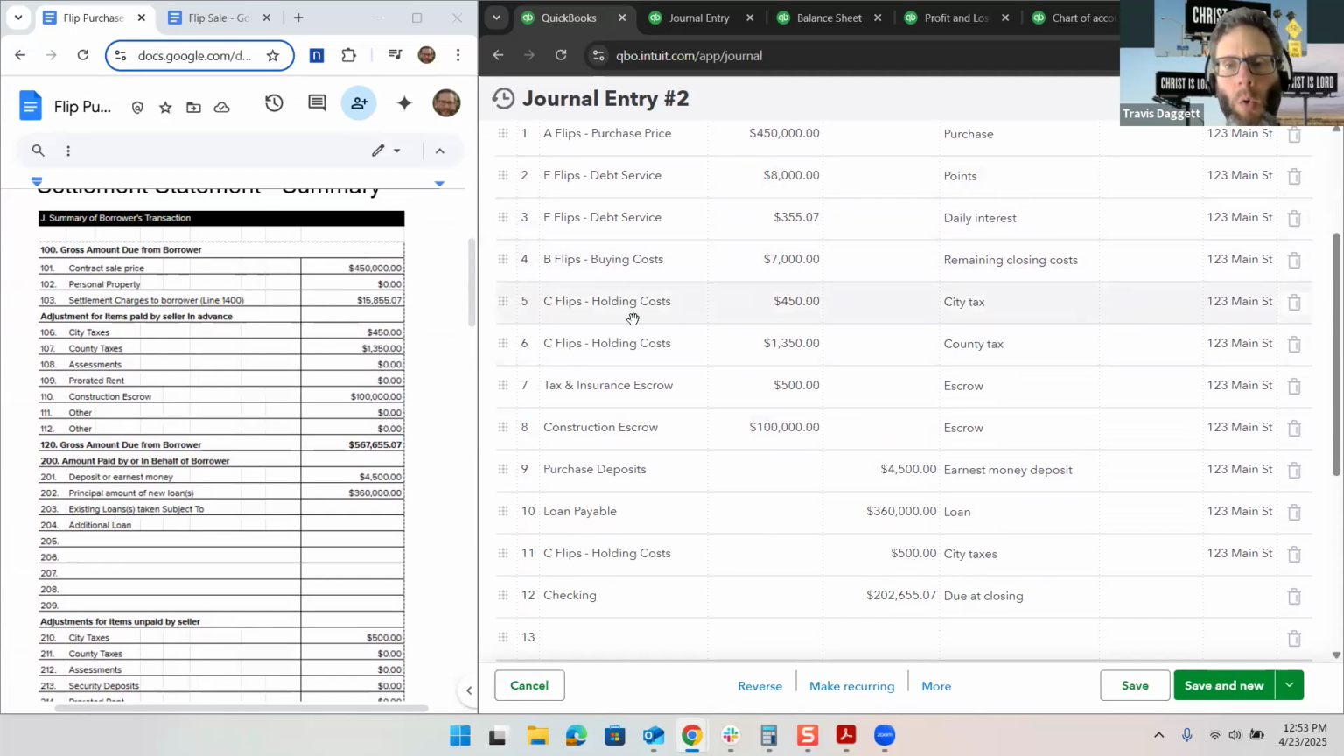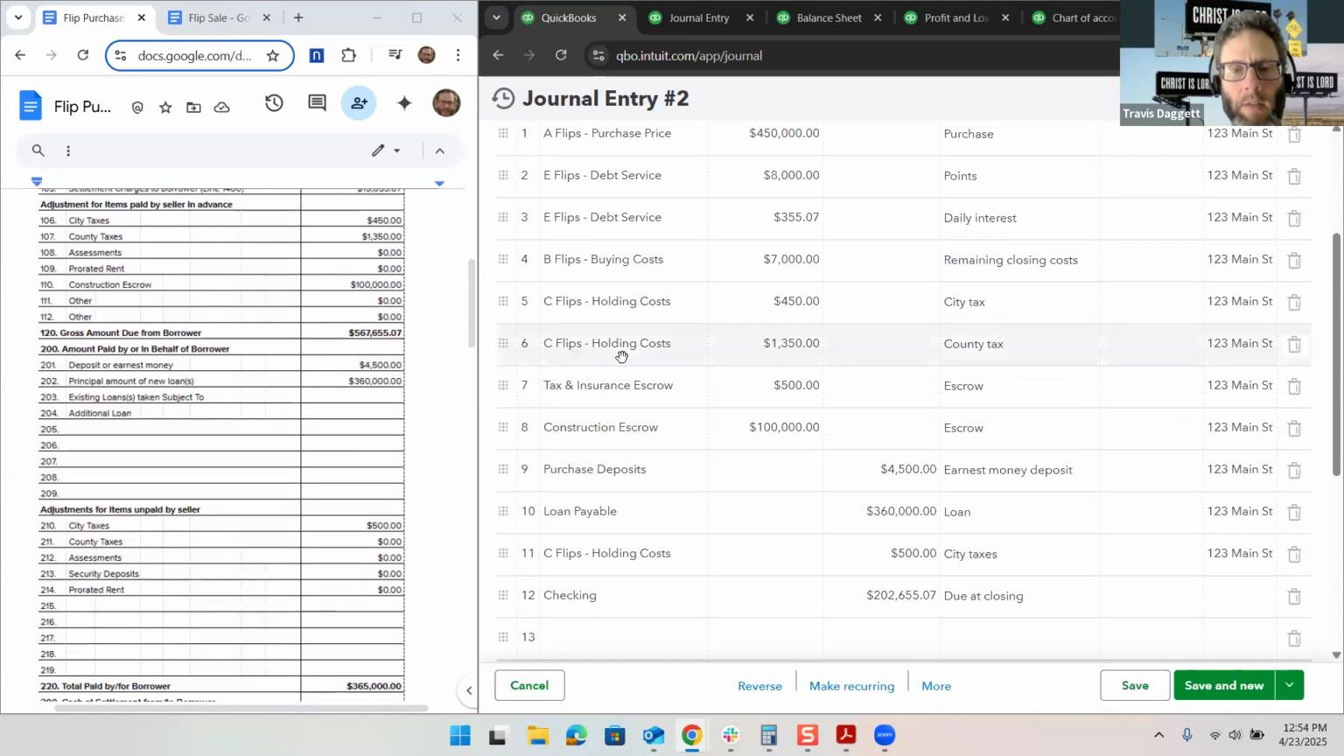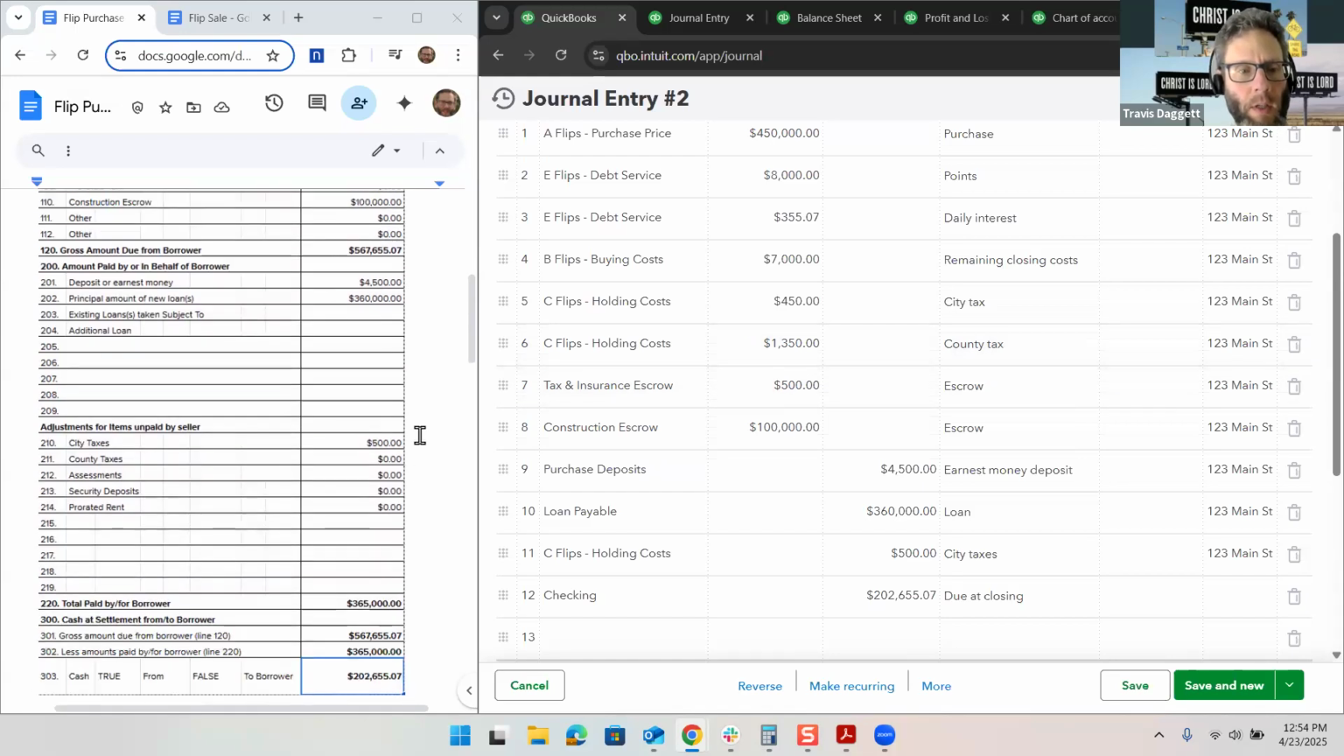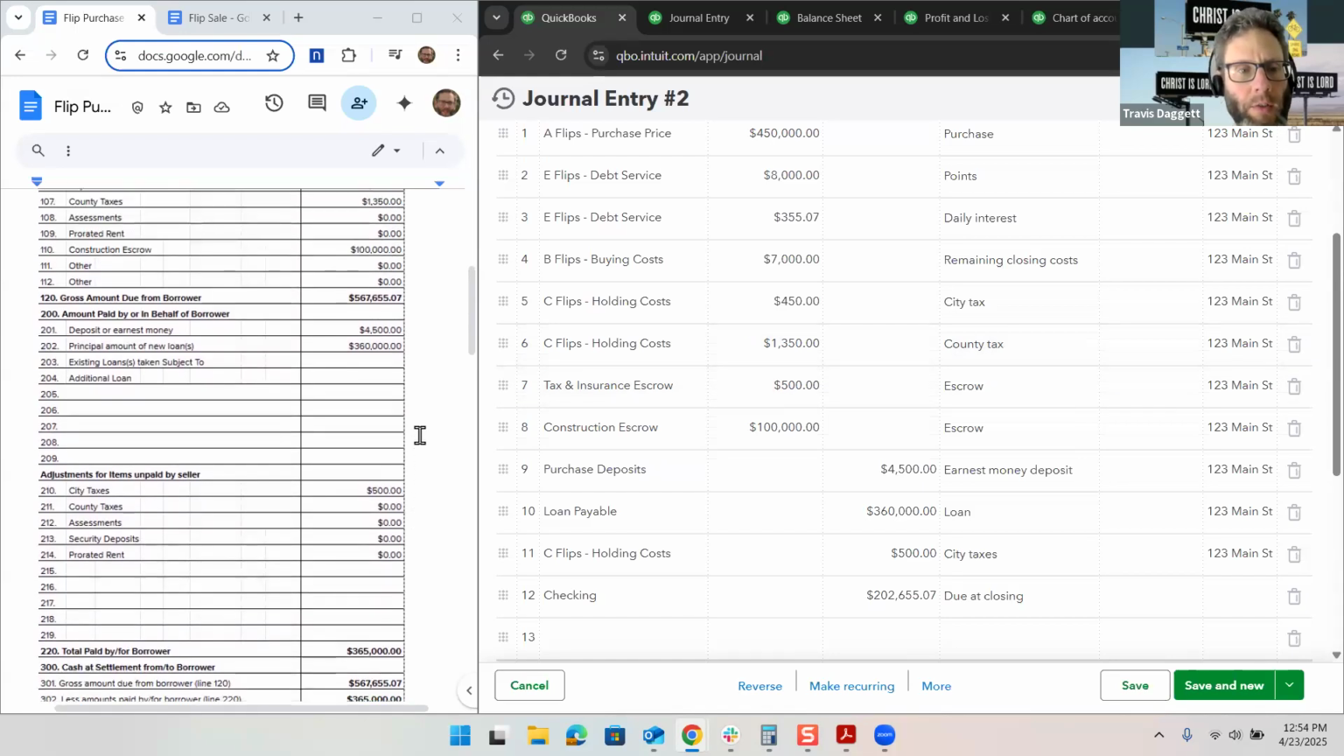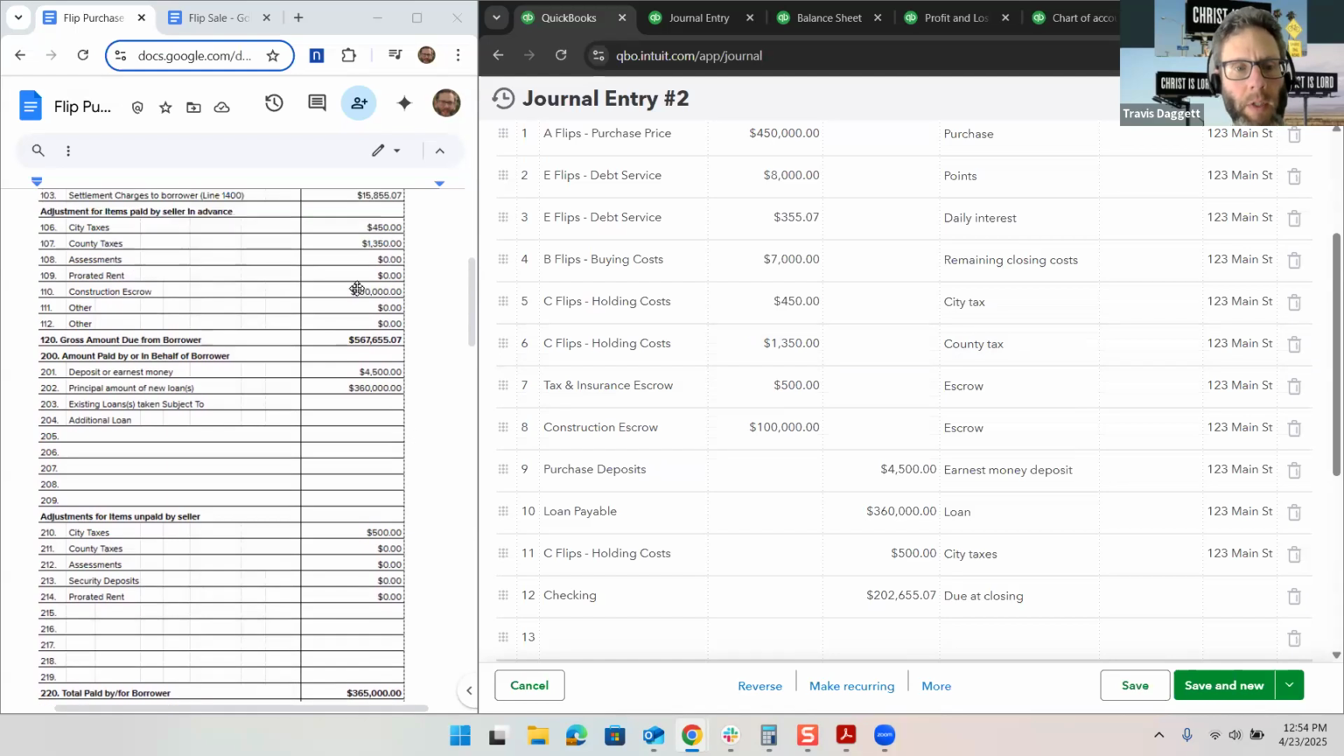And then our holding accounts, while we have the flip, we have our city tax here and our county tax. And then we have taxes and insurance here. That's going to escrow. And I put in a construction escrow on this one as a variable. Here we go.